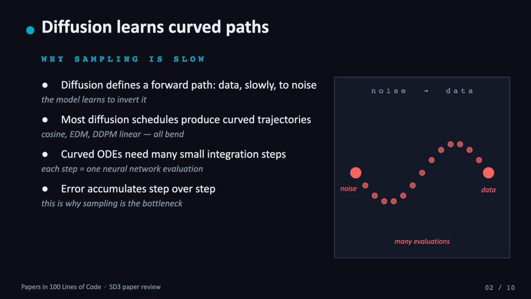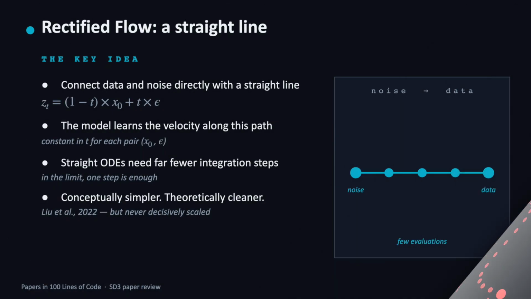The thing is, most diffusion schedules produce curved trajectories. Cosine, EDM, the linear schedule from DDPM. They all bend through space. And curved ODEs need many small integration steps to simulate well. Each step is one forward pass through the network. Errors accumulate between steps. This is why sampling is the bottleneck.